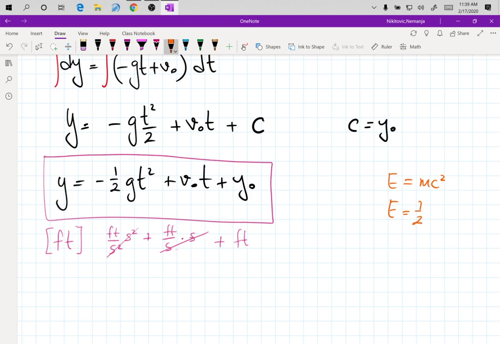1/2 mv squared, I heard it. That's the same equation, isn't it? Oh, okay. It's just little different numbers, right? Okay, cool. So this is how you do physics, right?